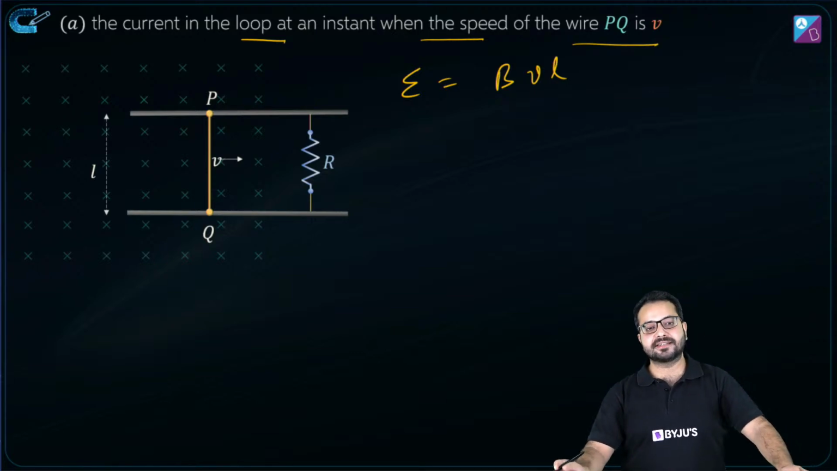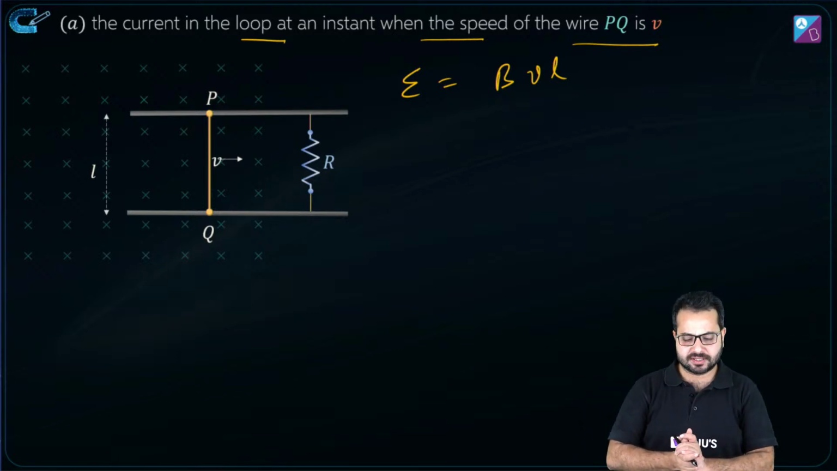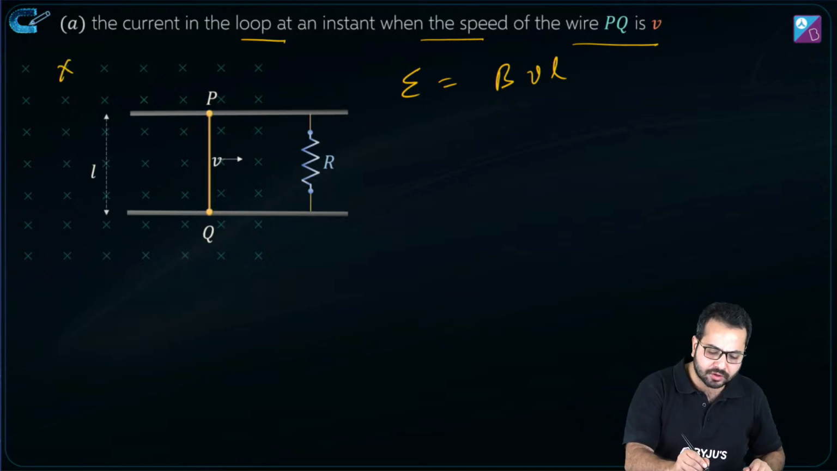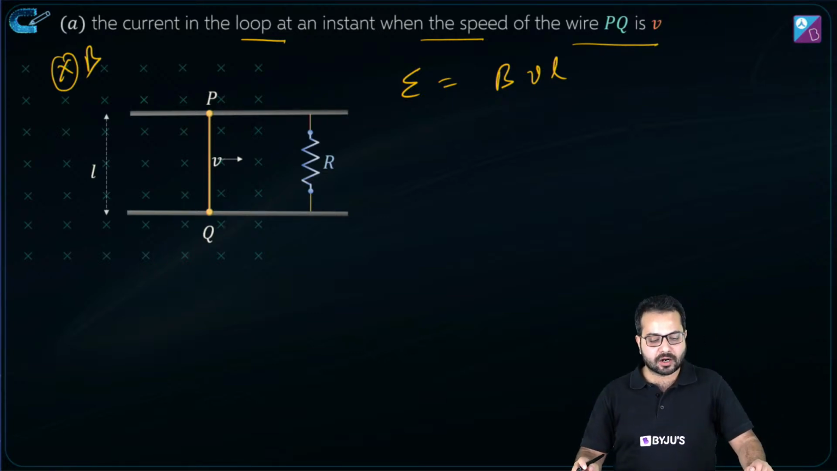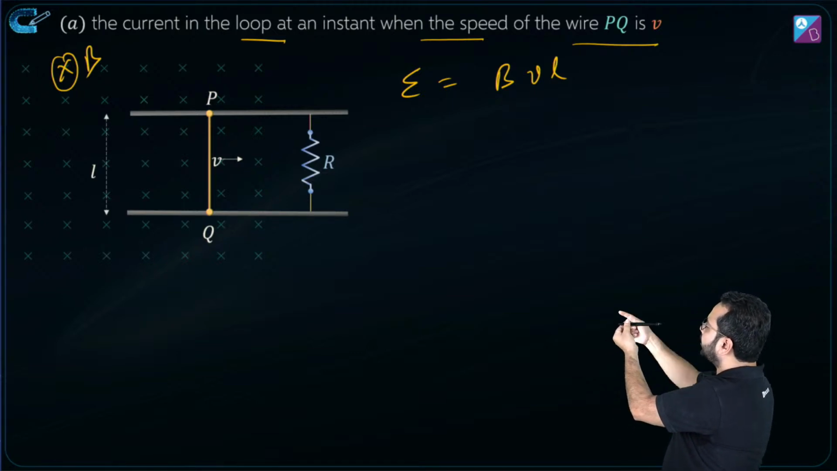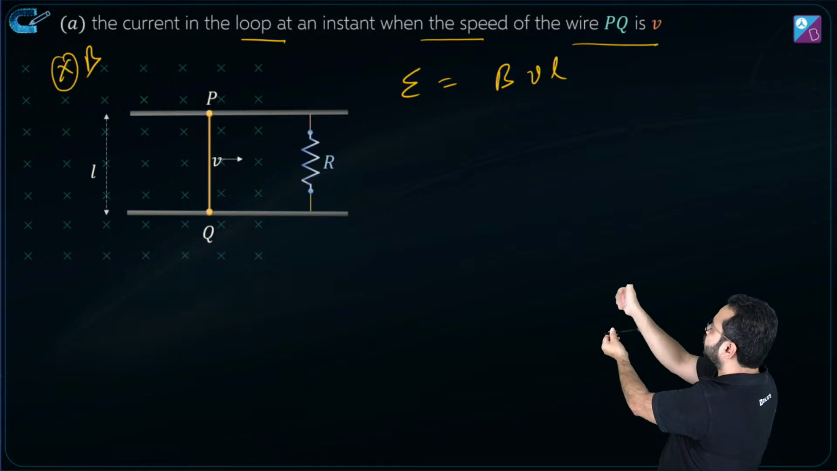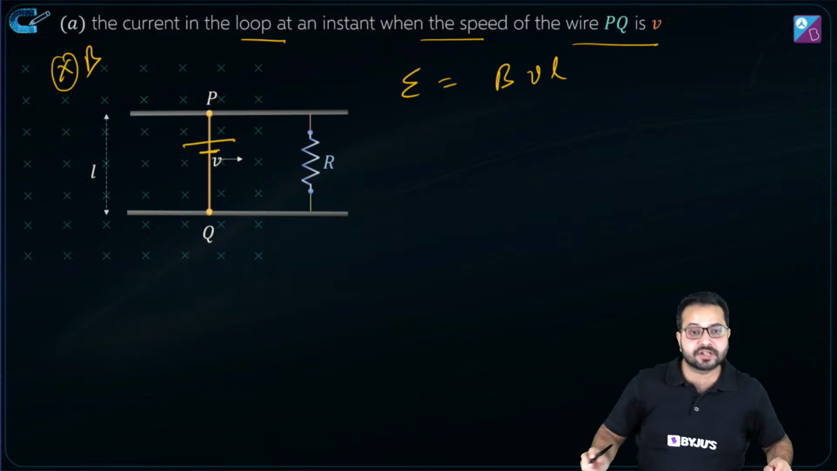P is at positive polarity. Are you sure, guys? The magnetic field is coming out of the plane. Yes, you're absolutely right. Okay, so V is like this. B is going into the plane. So V cross B is going to be up. Absolutely. So P is going to be at positive polarity.